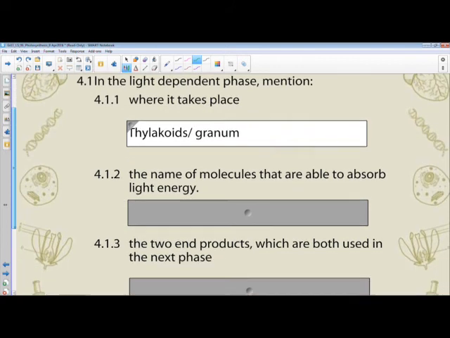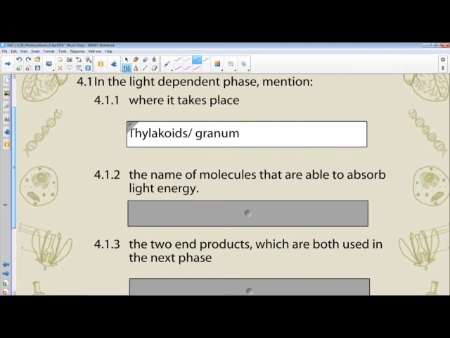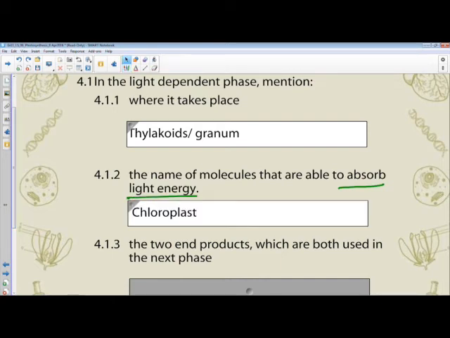Name of the molecule that is able to absorb light energy. And if you recollect, we've discussed this already. It's the chloroplasts, and they contain the pigment that is able to absorb the light energy.